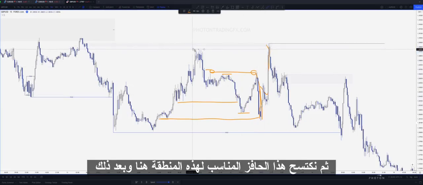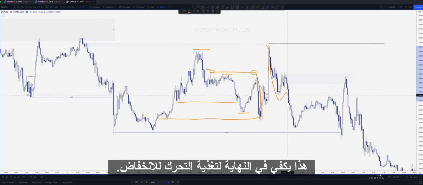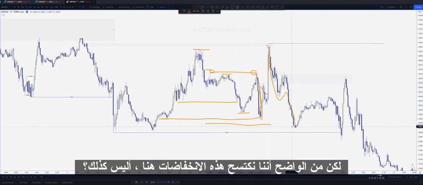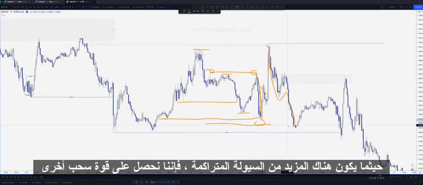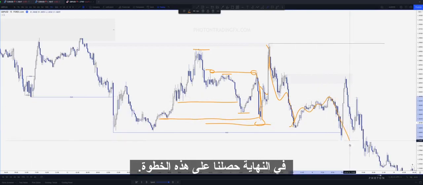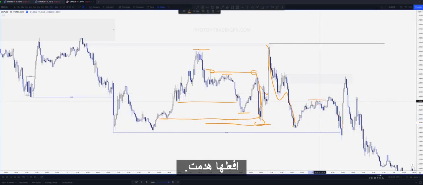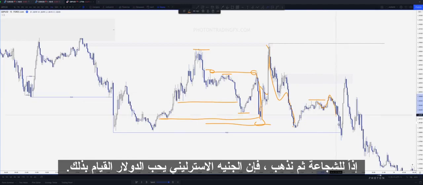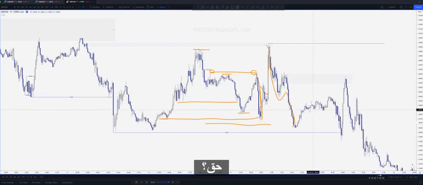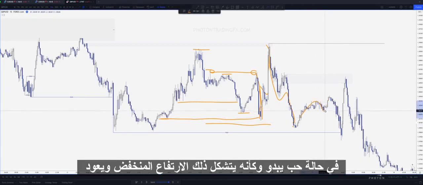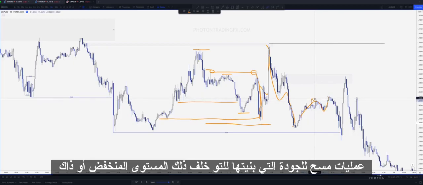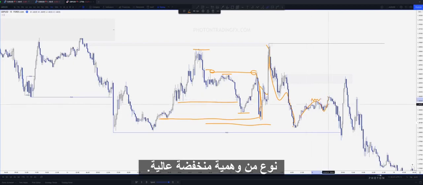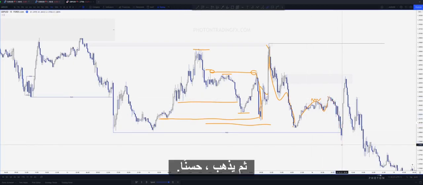We then sweep that inducement for this zone up here, and that's eventually enough to fuel the move to come down. But obviously as we sweep these lows here, where there's more liquidity building up, we then get another pullback before eventually we get the move. But even there, what did it do? It pulled down, swept the liquidity, and then we go. Pound dollar loves to do that, right? It looks like it's forming that lower high, and it comes back up, sweeps the liquidity that had just built behind that lower high, or that kind of fake lower high, and then it goes.